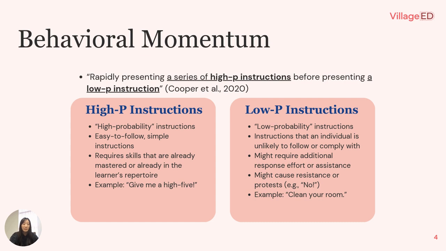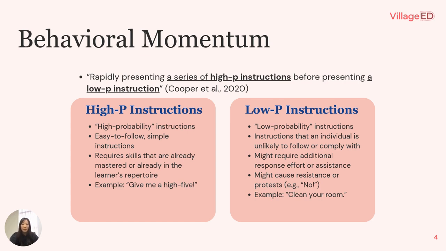So let's quickly discuss the difference between high P instructions and low P instructions. High P itself stands for high probability. These are instructions that are easy to follow and simple, almost effortless. They also require skills that are already mastered or already in the learner's repertoire, something that's super easy for them to follow.